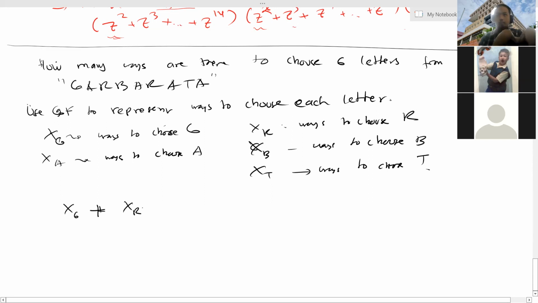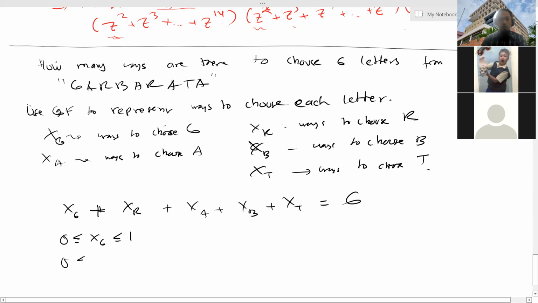So now the constraint is, of course, that XG plus XR plus XA plus XB plus XT must be 6. So we need to do a combination from the 5 variables here. And you know that XG can only be at most 1. So XG is 0 or 1.